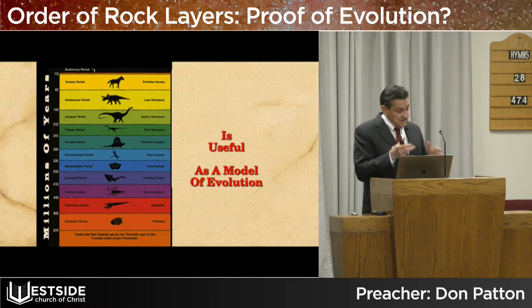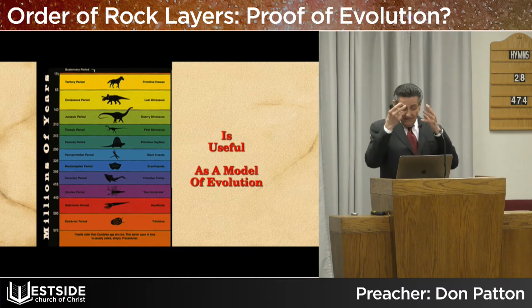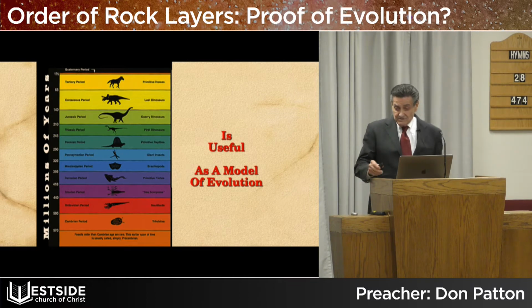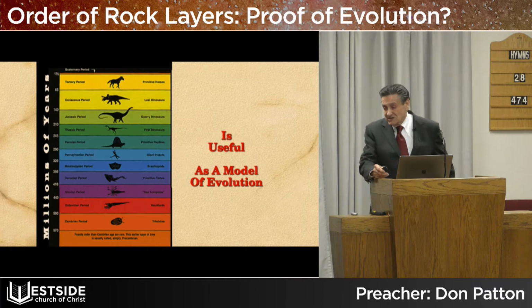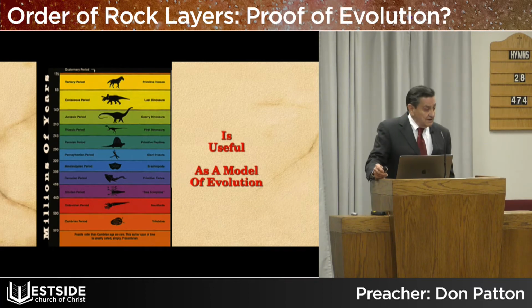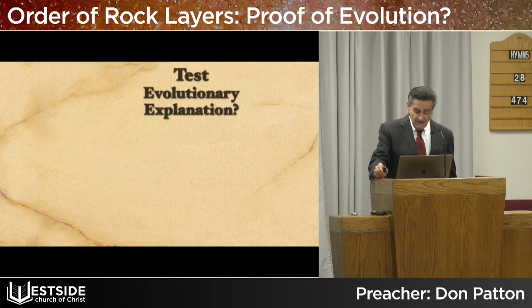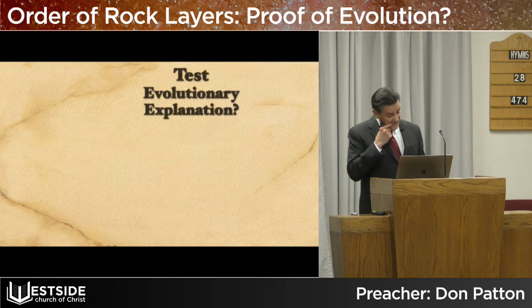So here's the idea. It's assumed and then illustrated. Okay, does it fit? And are there contradictions? And there shouldn't be if they're separated by millions of years. If it's a general flood deposit, there might be some exceptions, but generally speaking, it would be useful as a test. Well, how would you test it?